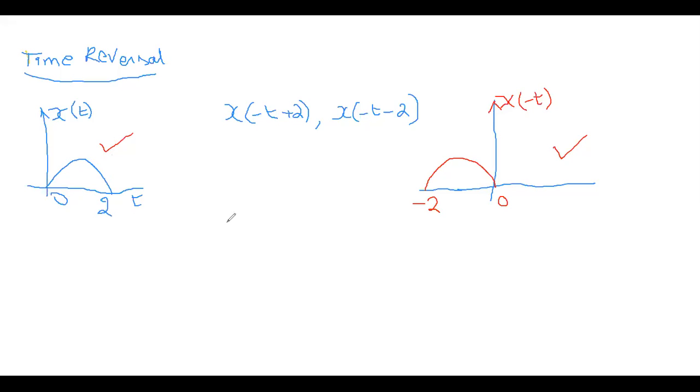Now, I am going to sketch x of minus t plus 2 and I am also going to sketch x of minus t minus 2 here. Now please look at this one. First one is x of minus t plus 2. That means the x of minus t signal is advanced by 2 units. If we add minus 2 to plus 2, you will get this one.